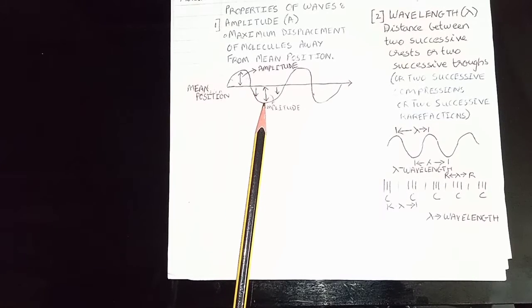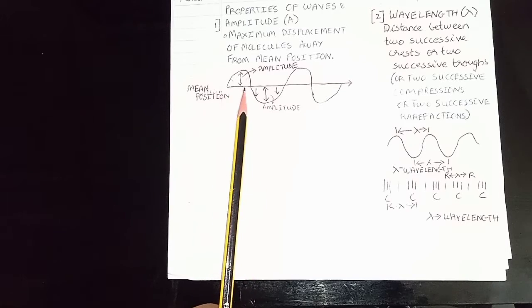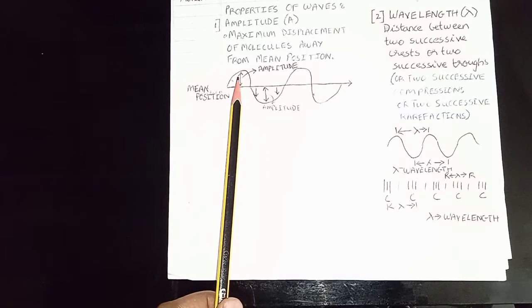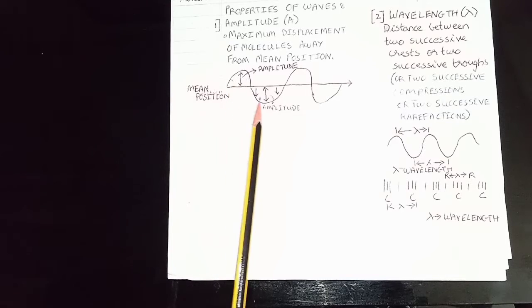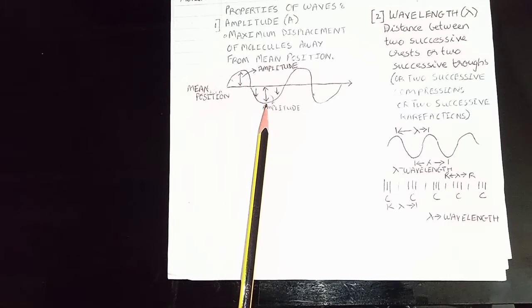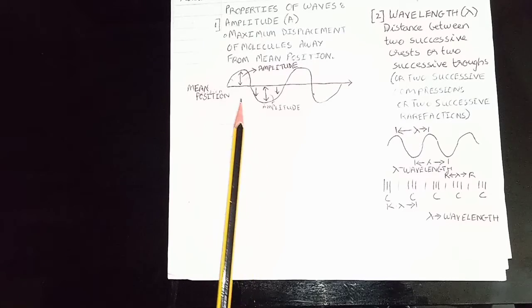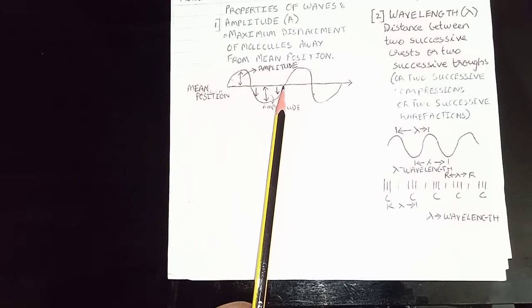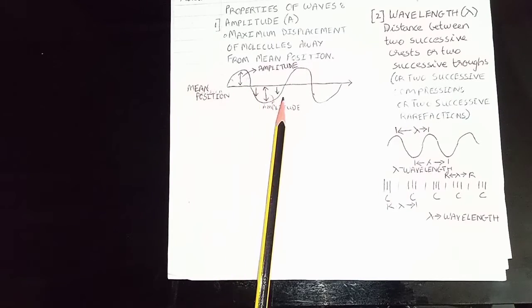Amplitude always comes in the center part of the wave. It won't be in the sides, it always will be in the center part. If it is up above the mean position, it would be on the center part. If it is below the mean position also, this would be the center part. Above the mean position, this part is called crest, and below the mean position, this is called trough.